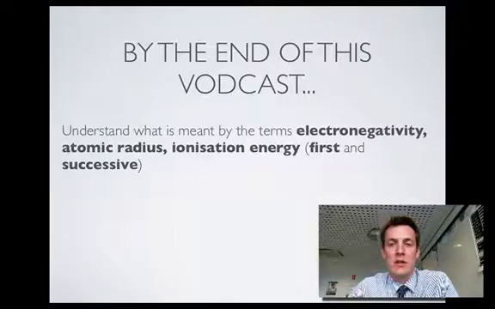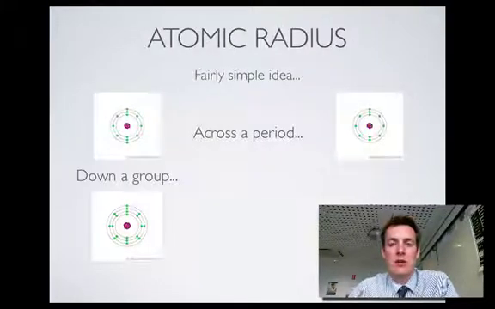We look at things like electronegativity, atomic radius, and ionisation energy for atoms, whether that's the first ionisation energy or whether it's successive ionisation energies like the second or the third and so on. Okay, so we'll start off just by looking at atomic radius.